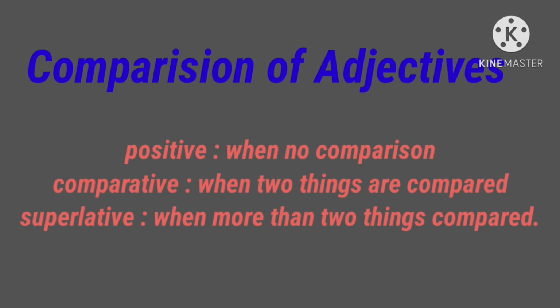Comparative degree: when two things are compared, the comparative degree is used. Superlative degree: when more than two things are compared, the superlative degree is used.